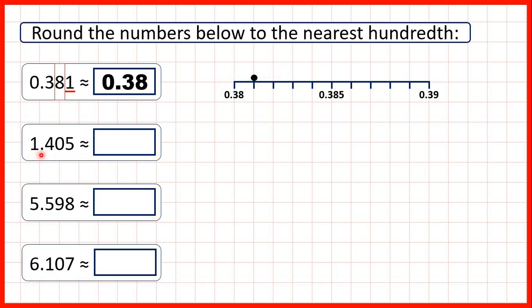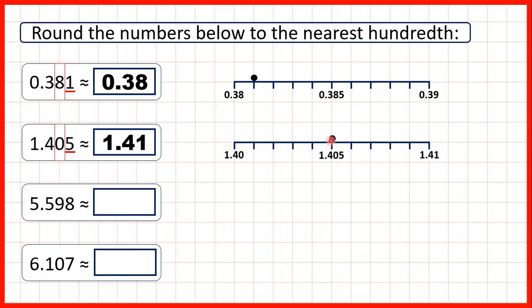Now we have 1.405. So again, we find our hundredths digit, which is always the second digit after the decimal point, and we look to the right, so to the thousandths digit. Remember, if it's 5 or more, we round up, and we have a 5, which means the 0 in our hundredths turns into a 1. Digits to the left stay the same, so we get 1.41.